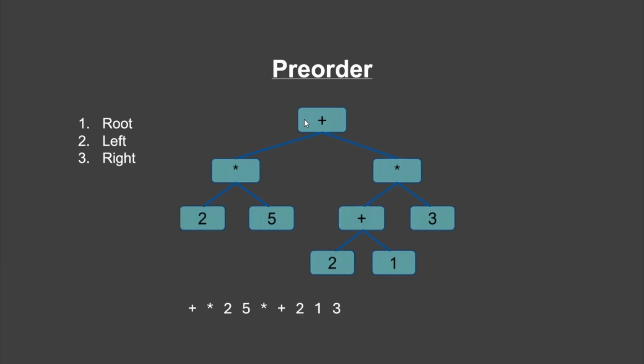So we start from the root plus and print it. Then we go to the left subtree and print the asterisk. And then its left child 2 and its right child 5. Then we visit the right subtree, which gives us asterisk, plus, 2, 1, and 3. So this would be the output of our pre-order traversal.